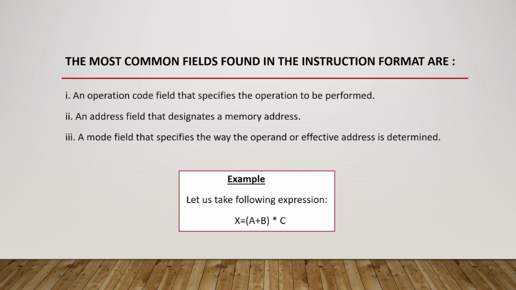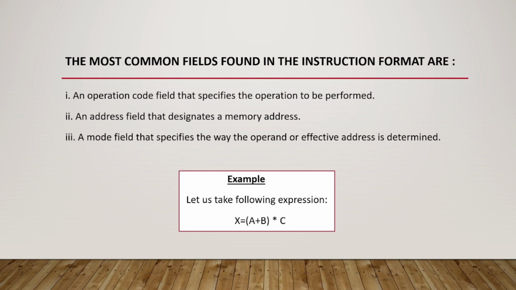Memory, register. Example, R1, BX. Mode field specifies how to interpret the operand: direct, indirect, register, etc. Example, immediate mode, register mode, direct memory mode. Together, these fields instruct the CPU exactly what to do.